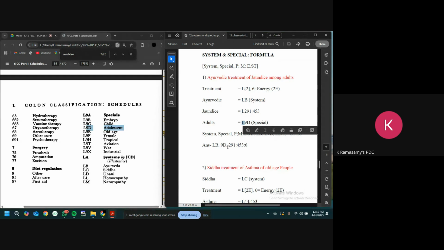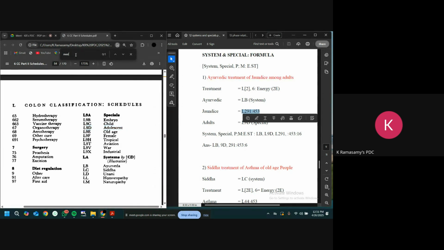After 9D, place a comma. What is the personality here? 291 is the personality. So 291. Then comes colon, first round energy 453. Second round energy is treatment. Fine. System, comma, special, comma, personality, colon, first round energy, colon, second round energy. Because I have not constructed the number for jaundice, I'll just show you how I got the number for jaundice.